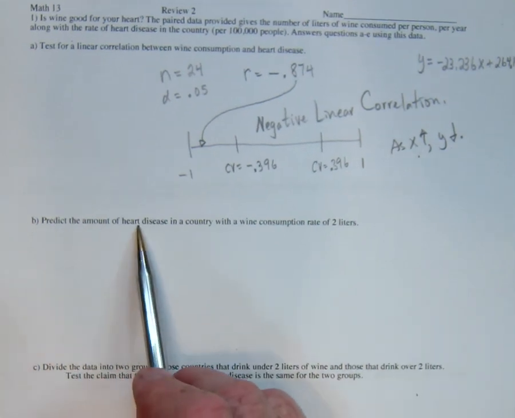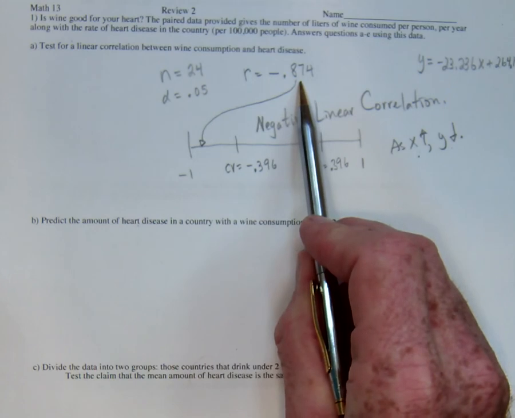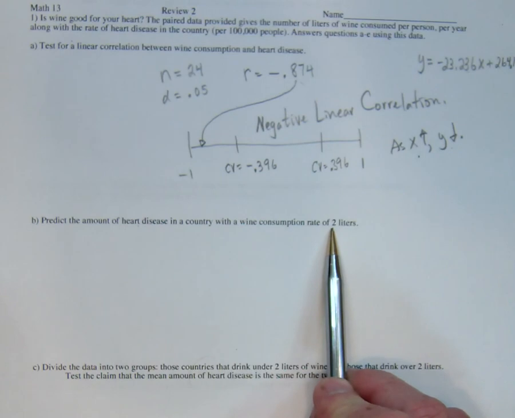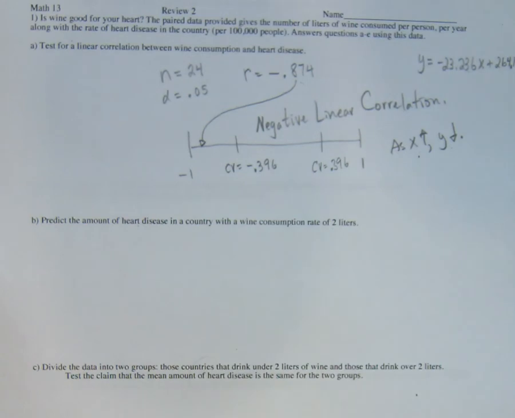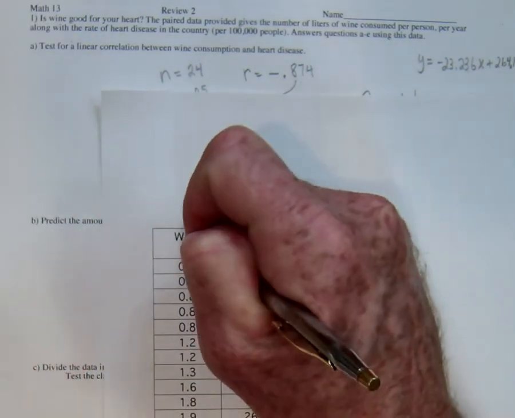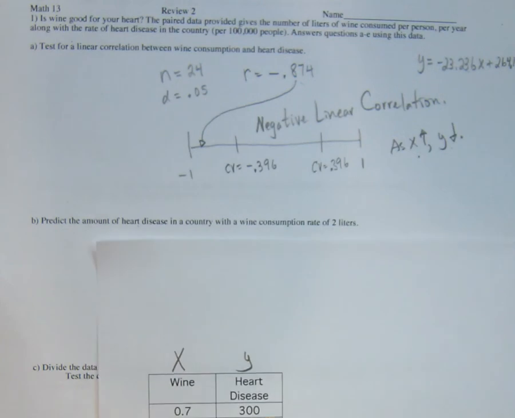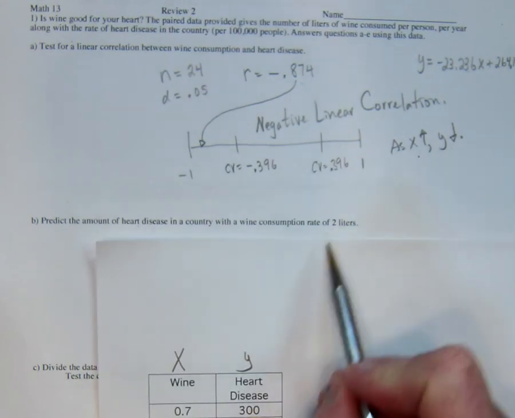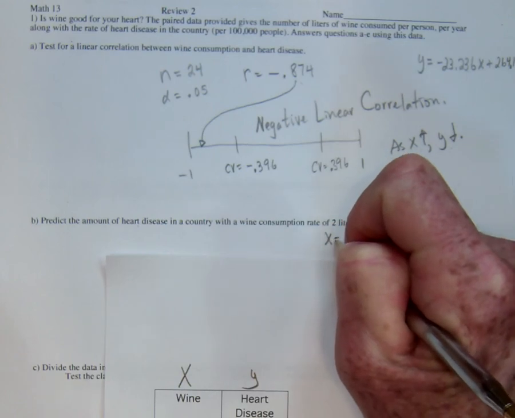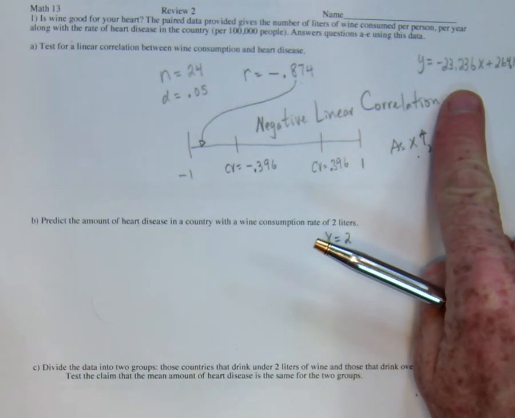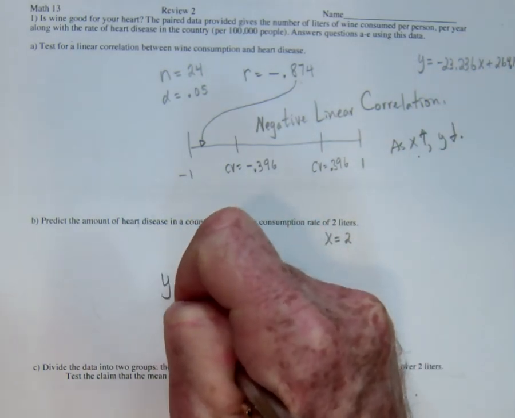Predict the amount of heart disease. Since there's a correlation, we're allowed to use this equation. What I'm asking here is to substitute x as a 2 or y as a 2. If you go back and look at the list of data, whatever you put in this column is going to be the x's, and whatever you put in this column is going to be the y's. Right here, this is liters of wine, so that means x. So right here, I'm saying use x equals 2. Just use this equation right here with x as a 2.